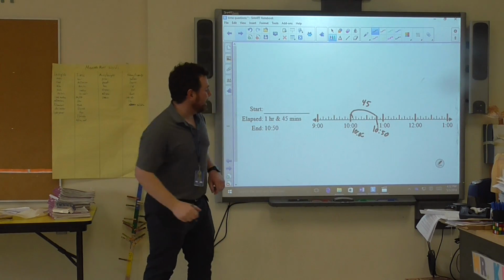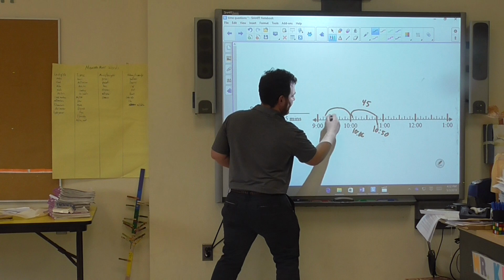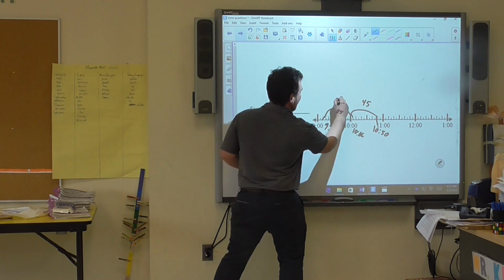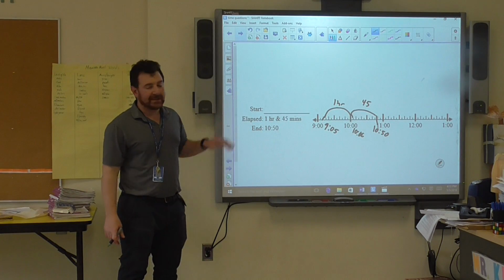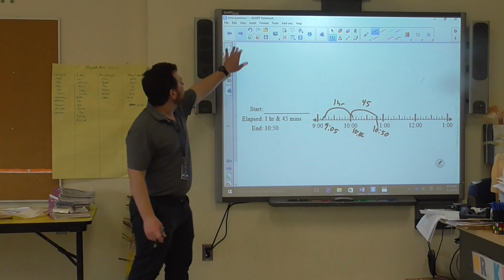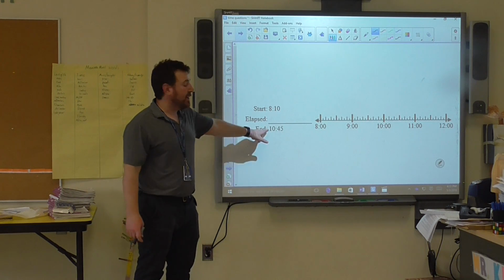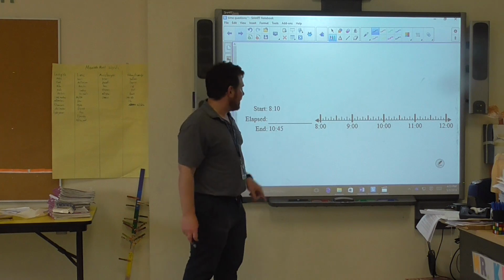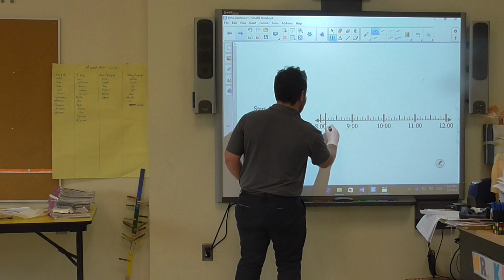Taking off the hour, I get to 9:05. Pretty easy to do it that way. Number line was there, set it up. Number line makes this super quick. A race starting at 10, I know it ends at 10:45. I want to know how much time happened. So starting off, 8:10, give myself my mark.